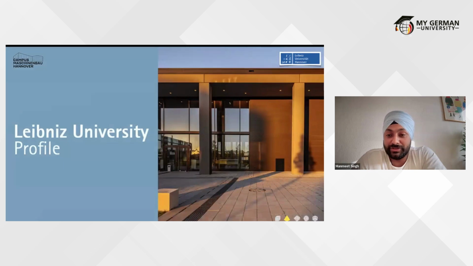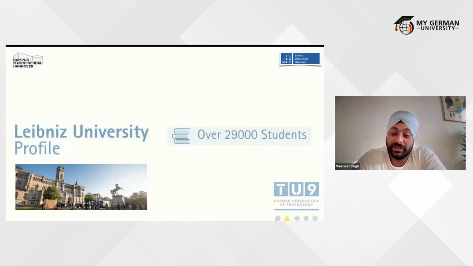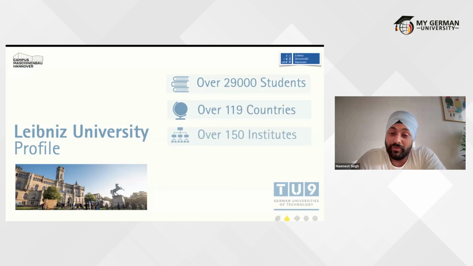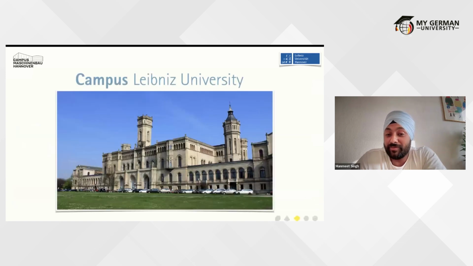Moving to the Leibniz University profile. Leibniz University is one of the TU9 universities, a group of technical universities in Germany. We have over 29,000 students from around 119 countries, and over 150 different institutes working and researching on different profiles. So this is our main campus.